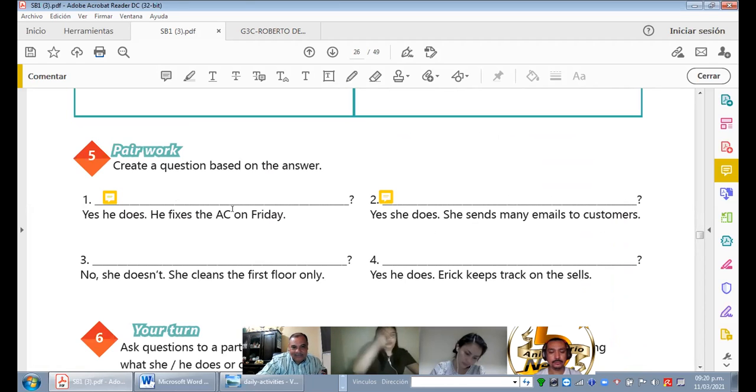Do you fix air conditioners on Friday? Or do you fix computers? Do you clean the floor?